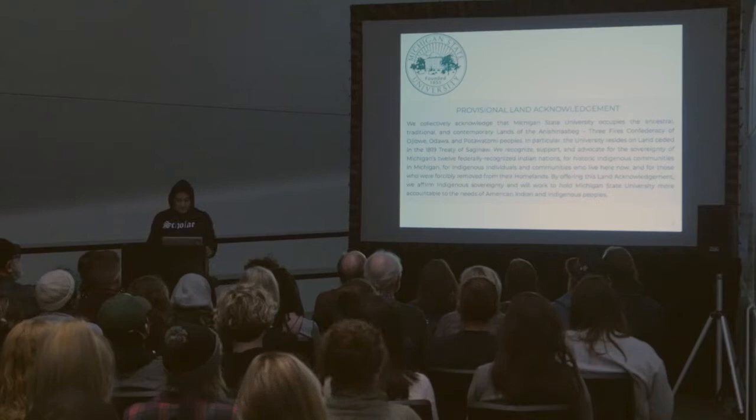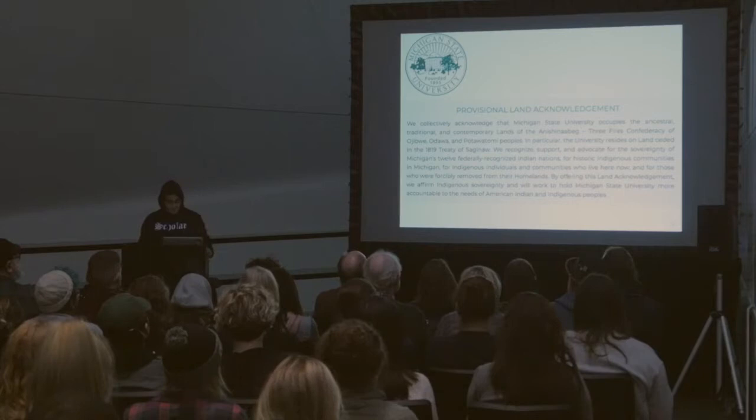We collectively acknowledge that Michigan State University occupies the ancestral, traditional, and contemporary lands of the Anishinaabe, Three Fires Confederacy of Ojibwe, Odawa, and Potawatomi people. In particular, the university resides on land ceded in the 1819 Treaty of Saginaw. We recognize, support, and advocate for the sovereignty of Michigan's 12 federally recognized Indian nations, for historic indigenous communities in Michigan, for indigenous individuals and communities who live here now, and for those who were forcibly removed from their homelands. By offering this land acknowledgement, we affirm indigenous sovereignty, and we will work to hold Michigan State University more accountable to the needs of American Indians and indigenous people.